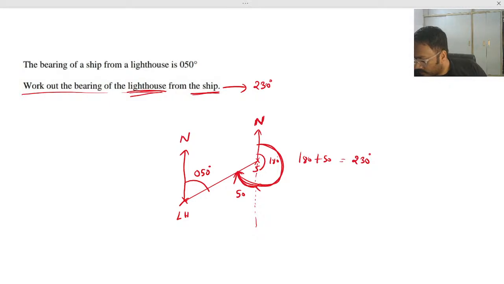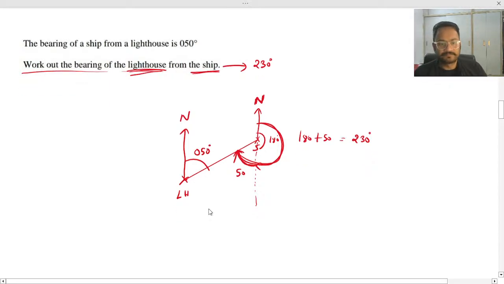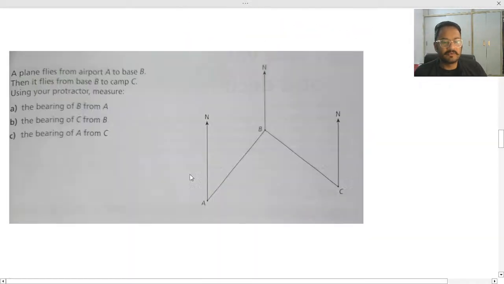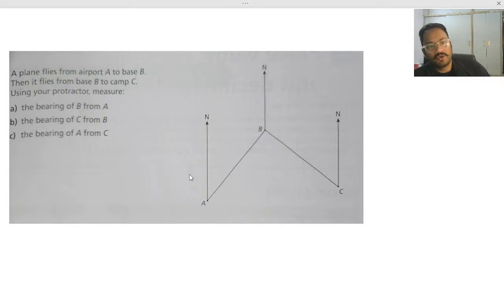Clear? Now let's come to this question. This is a very important question from the textbook. A plane flies from the airport A to base B. Okay, this is your airport, and this is your base. And then it flies from the base to the camp, and this is your camp. Done? Clear? So this is your airport, this is your base, and this is your camp.